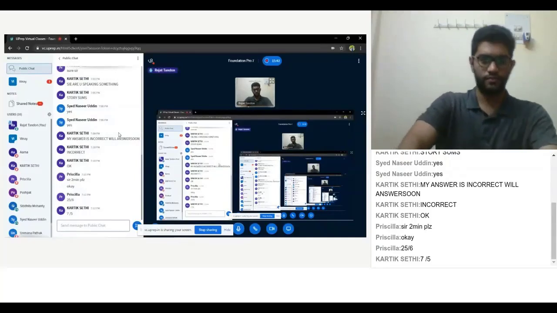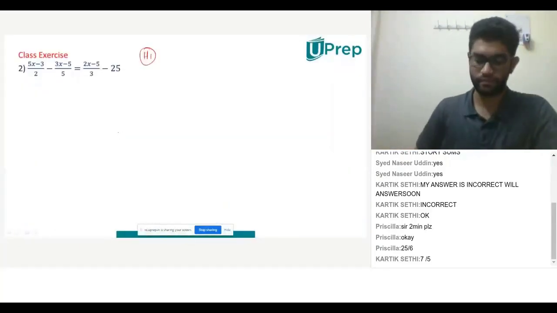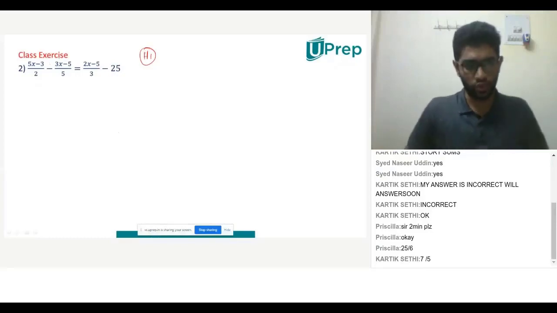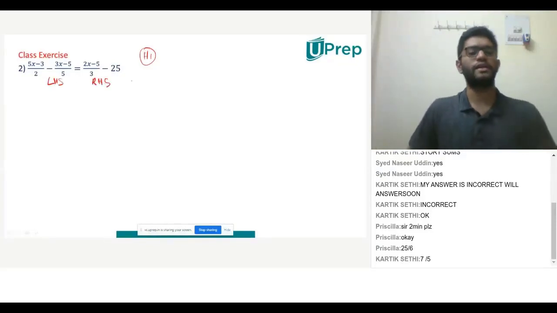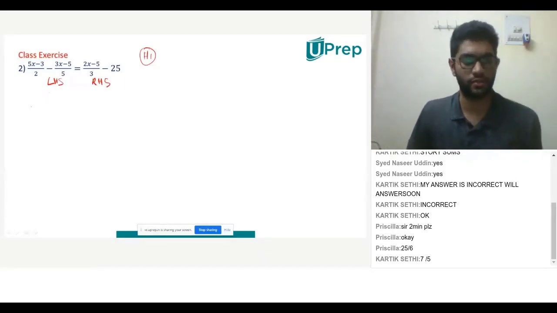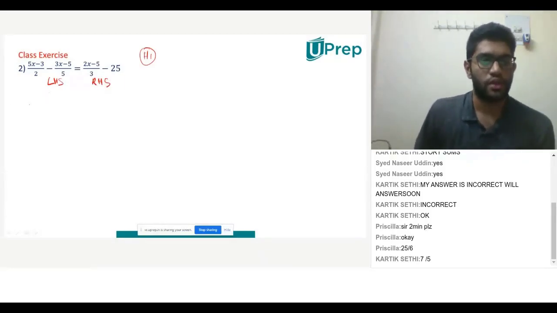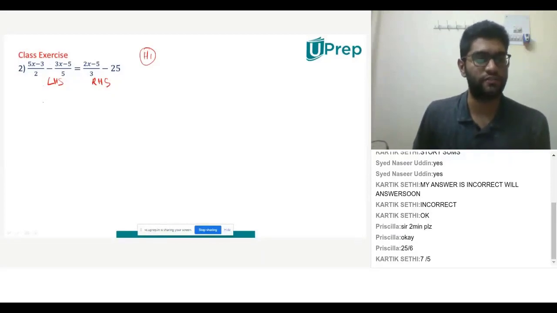All right, guys, let's look at the screen. So we have two sides of the equation. We have the LHS and we have the RHS. The idea is to isolate our x, but let's see when we can do that. Let's start solving the LHS, the left hand side.